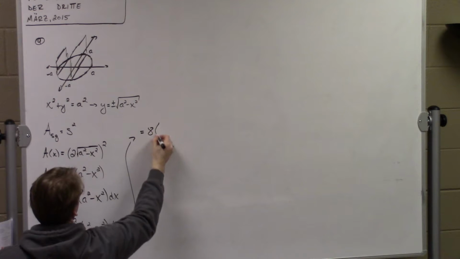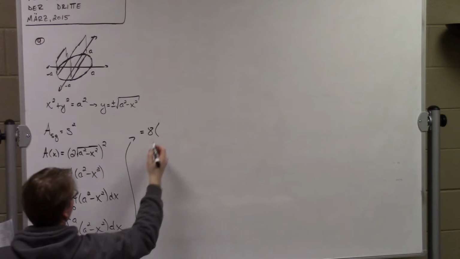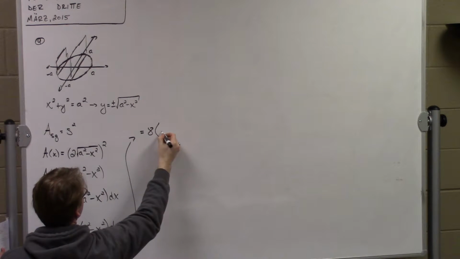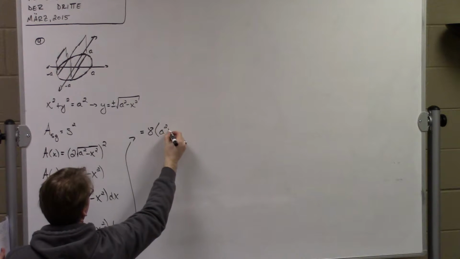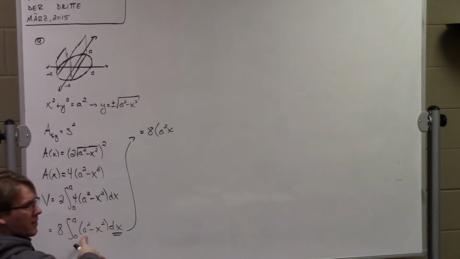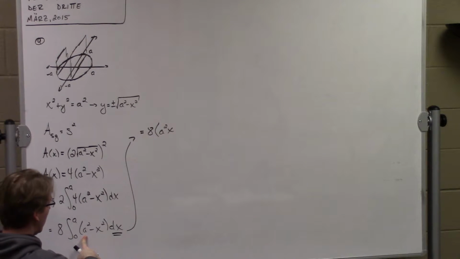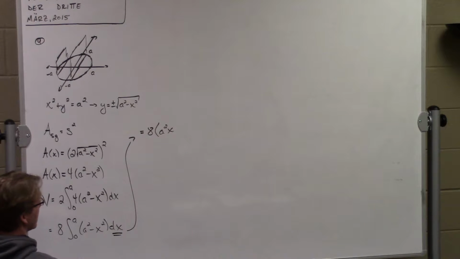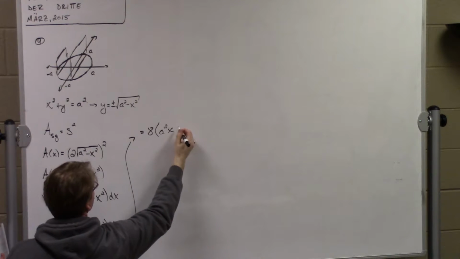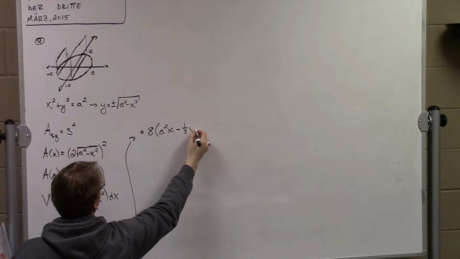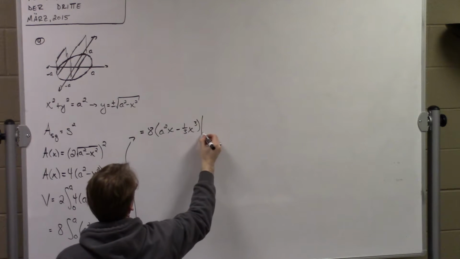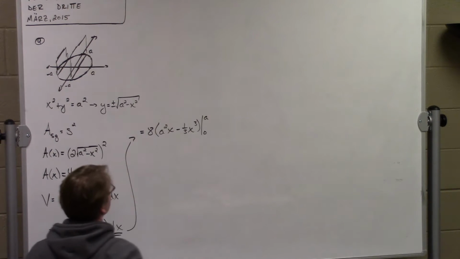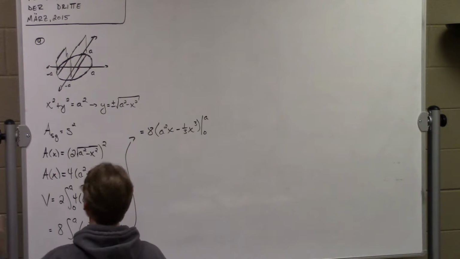Okay, the antiderivative of a squared is a squared times x. Again, that's just a number, whatever it is, 3, 20, 8, whatever. So the antiderivative is going to be that x, and this is going to be 1/3 x cubed. Then I'm going to go from 0 to a. All right, let's plug stuff in and see what happens.